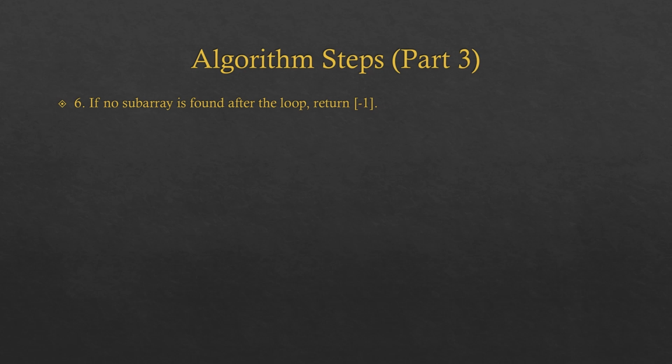Once we have a sum equal to the target, we return the one-based indices of the start and end pointers, representing the subarray that meets the criteria. If no such subarray is found after going through the array, we return -1.